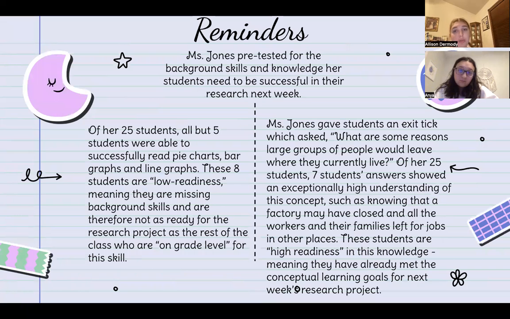And so for some reminders that we have, Miss Jones pre-tested all the background skills and knowledge her students need to be successful in their research for their assignment. Of her 25 students, all but 5 were able to read pie charts and line graphs. And these students are low readiness, meaning they're missing background skills and are therefore not as ready for the research project as the rest of the class who are on grade level for their skill.